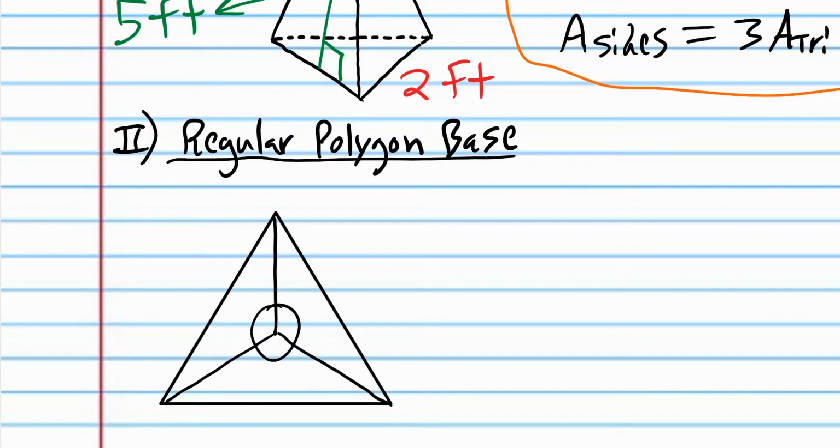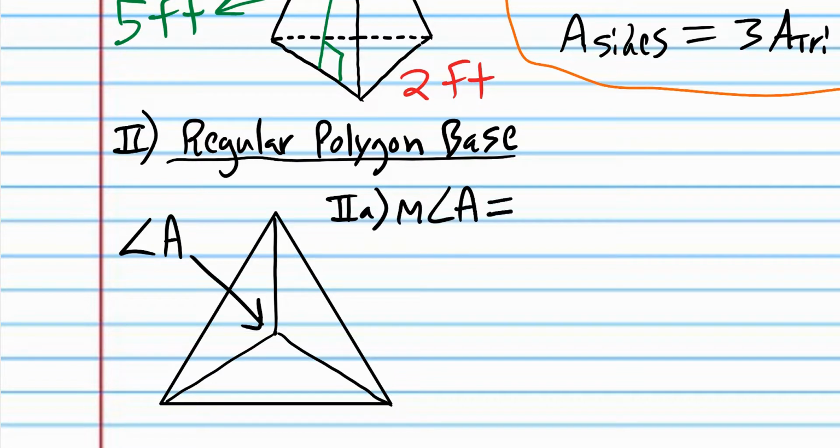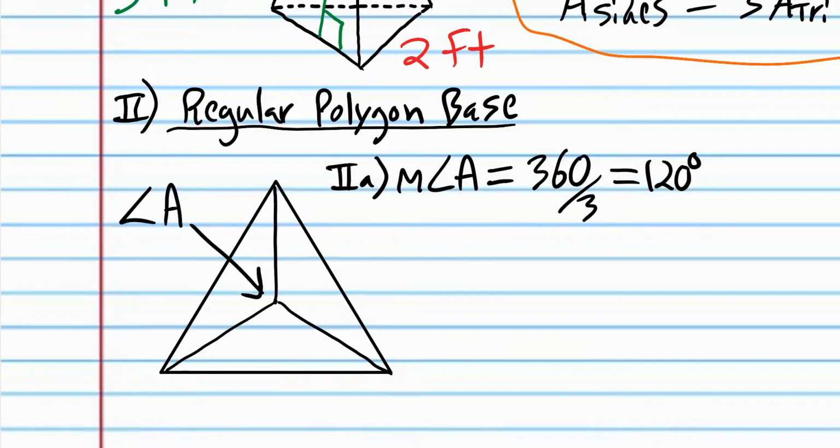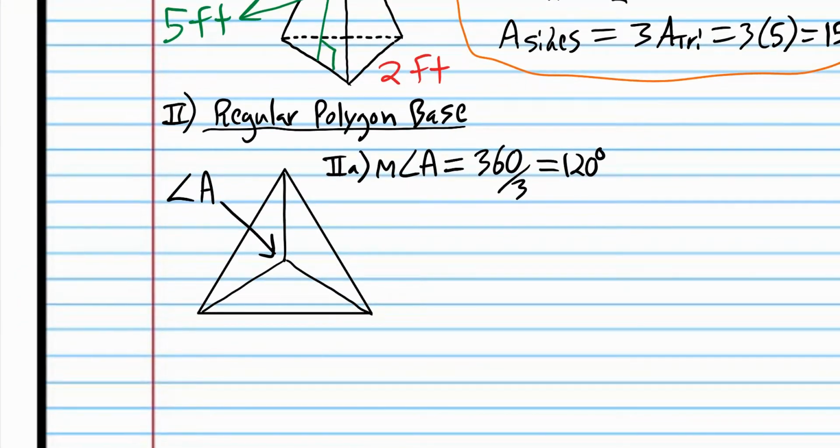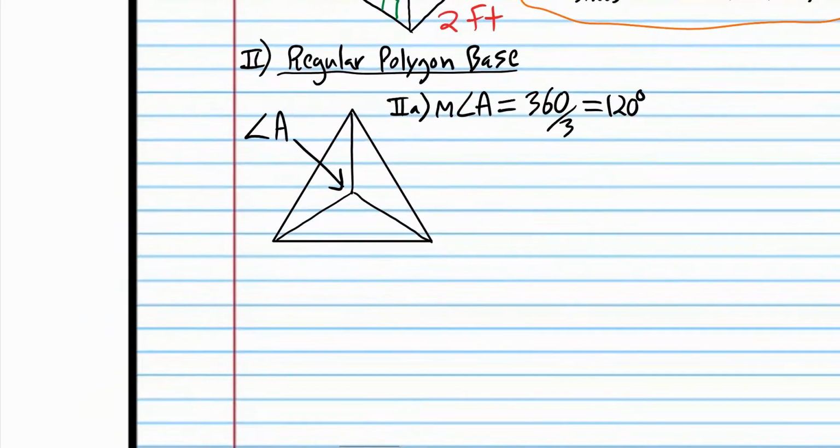So a complete rotation is 360, and I'm going to do step 2A. If we call this angle A, then obviously the measure of angle A is equal to 360 divided by 3, which is 120 degrees. And I'm going to pull out that bottom triangle there. And again, it's not going to look exactly correct, but you get the point.